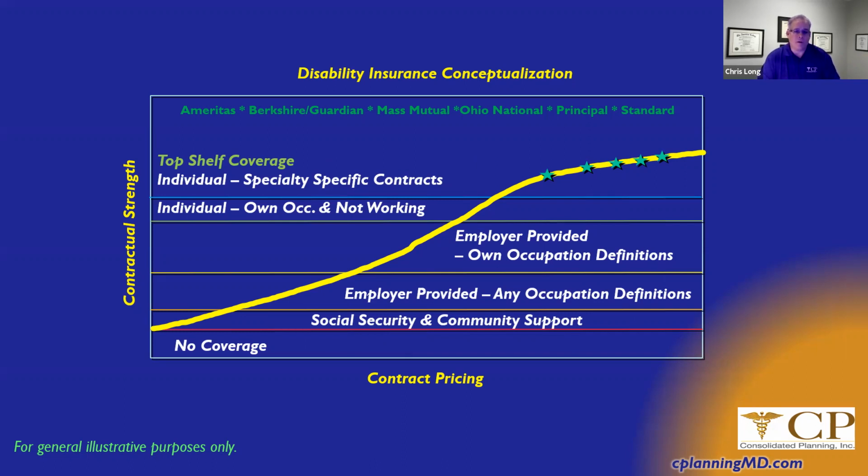Well, right now in the market, we typically see these six companies that are the leading carriers for individual specialty specific own occupation disability contracts. So this is where most of the medical market's going to be. Now, in this presentation, I'm not going to get into a lot of the general terms and terminology. Just rest assured that it's these contracts with these companies that you're going to be steered towards from anybody working in the medical market.